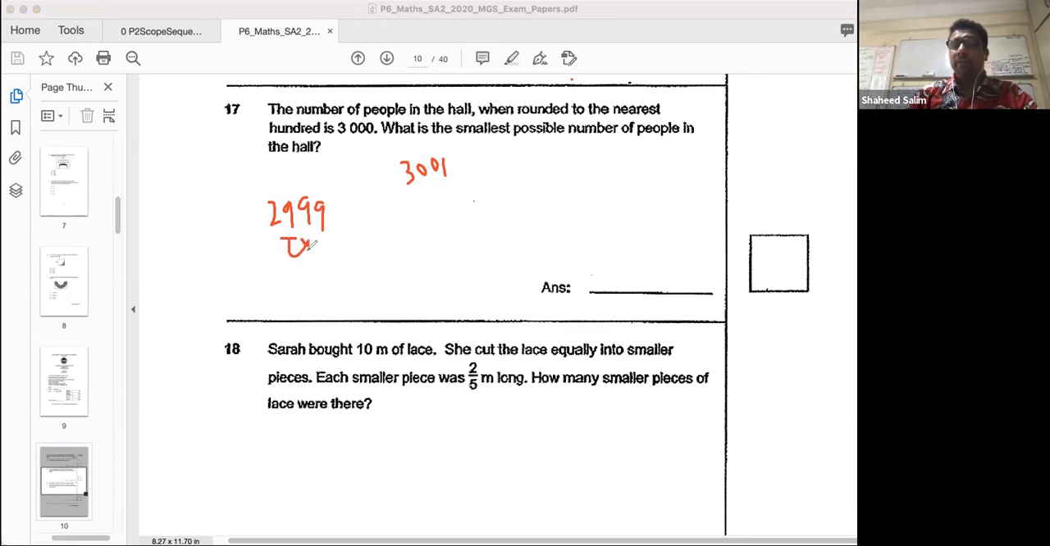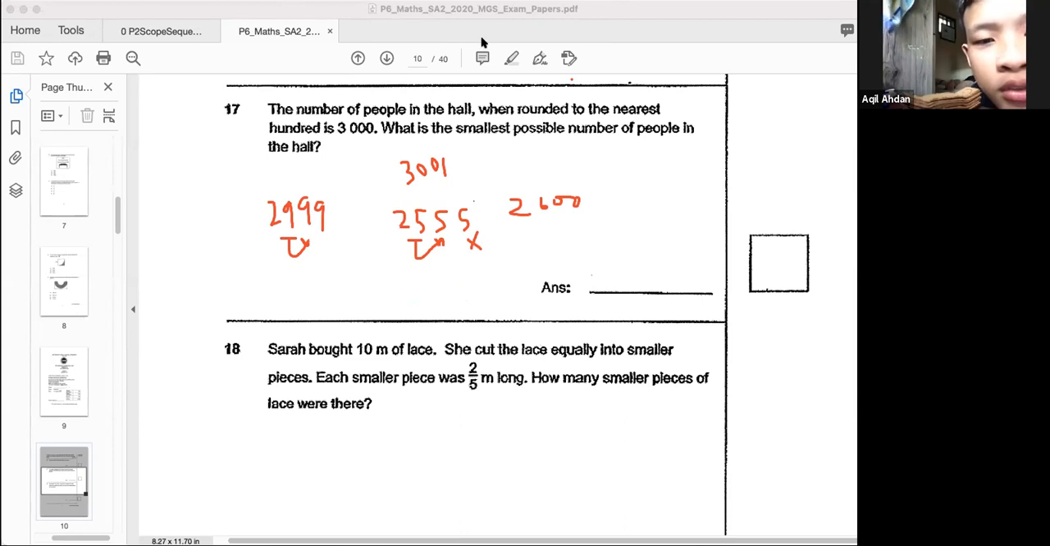So 2555. Nearest 100, we underline the 100. Look at the next one. Okay, you must plus 1. It becomes 2600. So this is not. Depends, because if you say nearest 1,000, your answer is correct down here.